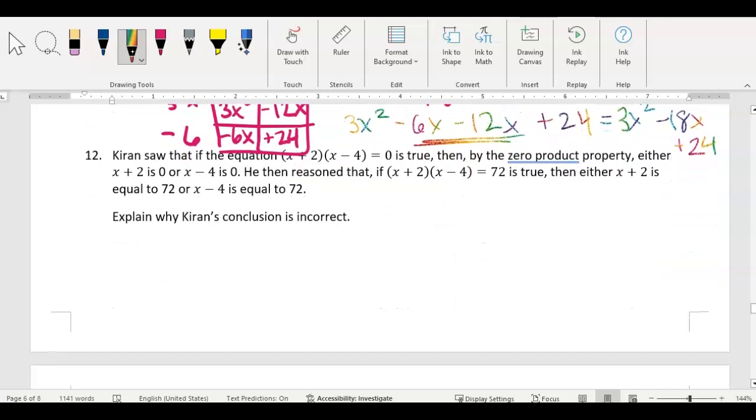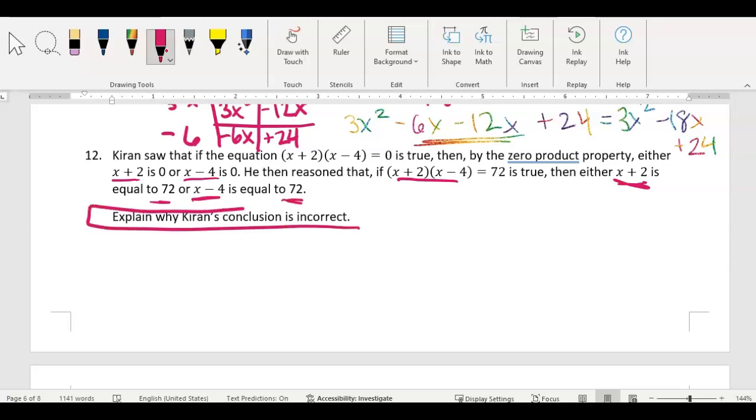Number 12. Kieran saw that if the equation (x + 2)(x - 4) = 0 is true, then by the zero product property, either x + 2 or x - 4 is 0. He reasoned that if (x + 2)(x - 4) = 72 is true, then x + 2 is equal to 72, or x - 4 is equal to 72. Why is Kieran's conclusion incorrect?